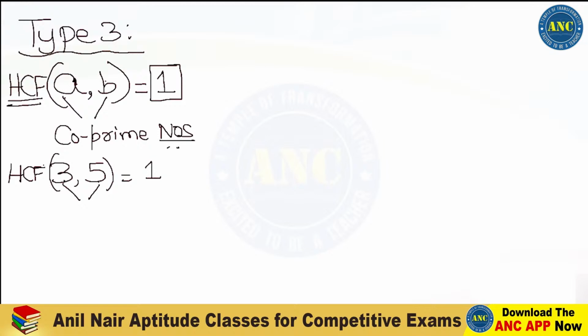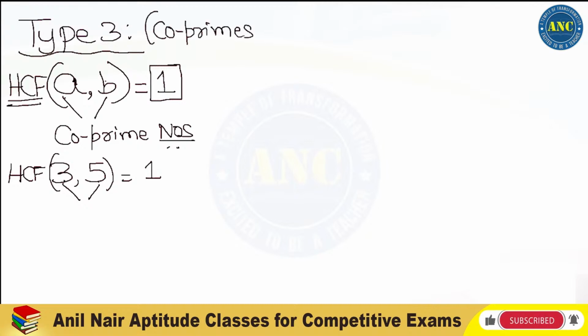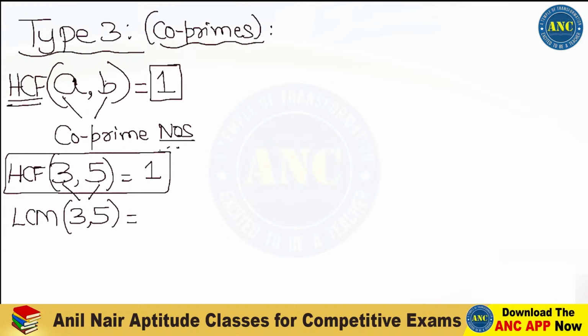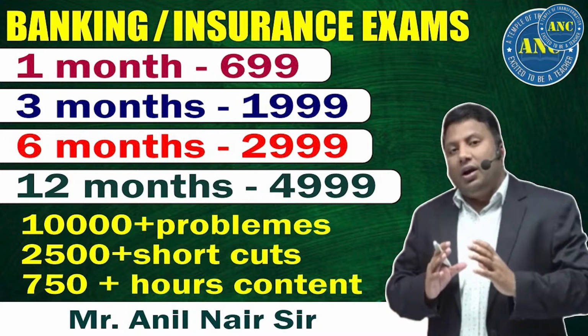Now, sir, till now you were discussing LCM. Why suddenly HCF? My type 3 is what if the numbers are co-prime to each other? If two numbers are co-prime to each other, how do we find the LCM? It is very, very simple. I just told you the HCF of 3 and 5 is 1. What about the LCM? The LCM of two co-prime numbers is always the product of the two numbers. What is 3 into 5? 3 into 5 is 15.